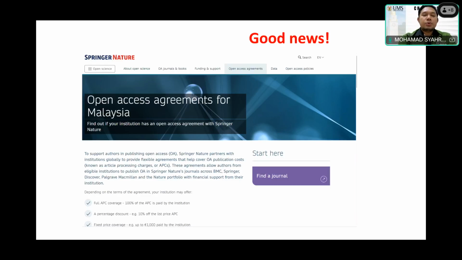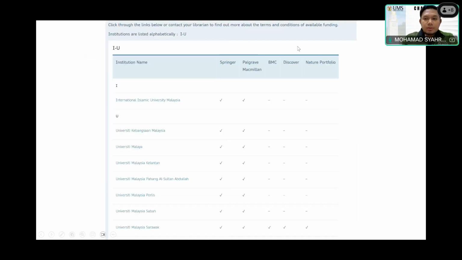Maybe your topic, and then of course you can identify the right journal for you to publish. So you have to check this. So no need to pay if your journal is listed under this agreement. This is the publisher, right?